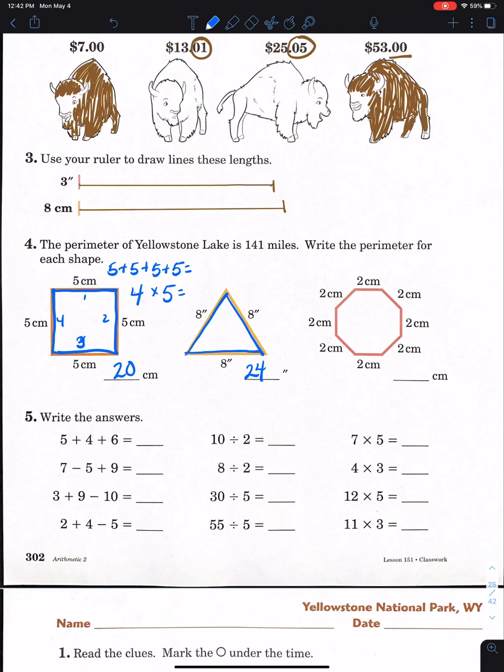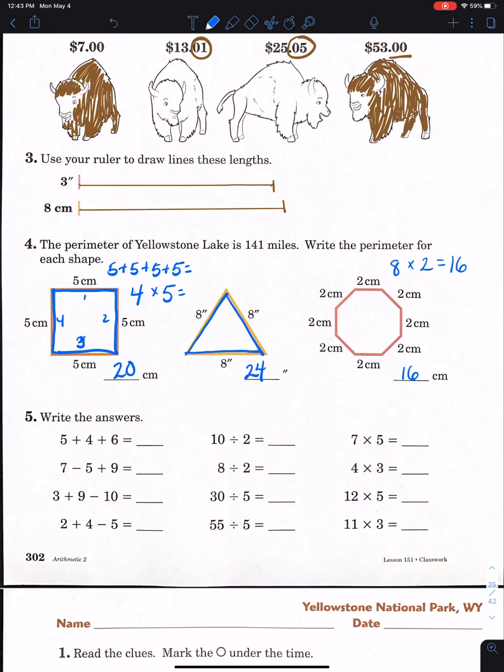All right, next we have, let's see, what is this? An octagon. And that means there are 8 sides, and each one is 2 centimeters long. So we can do a multiplication problem. 8 times 2 equals what? How many centimeters? Well, 8 times 2 equals 16 centimeters. So the perimeter around the octagon is 16 centimeters.